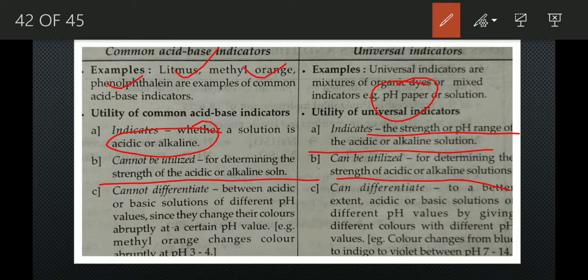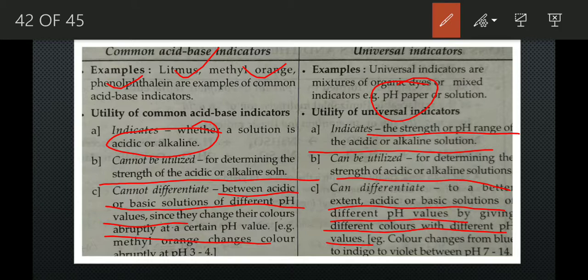In case of common acid-base indicators, they cannot differentiate between acidic or basic solutions of different pH values. Why? Because they change their colors abruptly at a certain pH value. That means they change the color abruptly, not distinctly. Okay. Whereas on the other hand, the universal indicators like pH paper can differentiate the acidic or basic solutions on the basis of pH value. Why? Because they give distinct colors or different colors with different pH values.